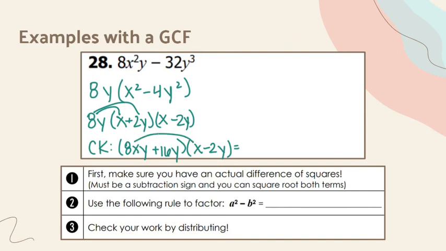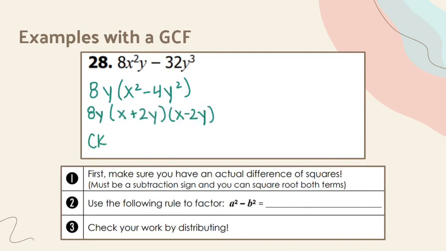So 8xy times x is 8x squared y. 8xy times negative 2y is negative 16xy squared. 16y times x is positive 16xy. Okay, I just realized I made a mistake in checking my answer, so I'm so sorry, but I'm just going to start this over.